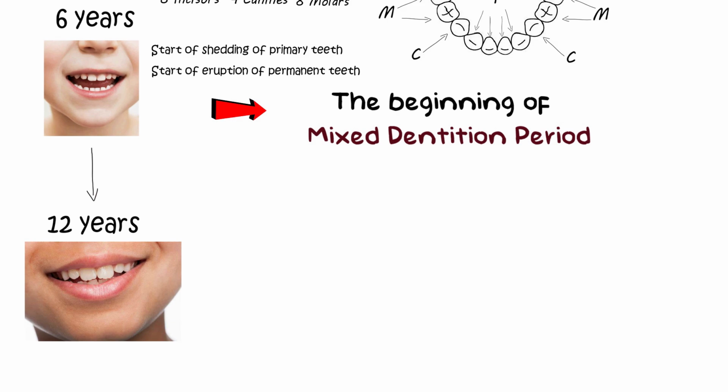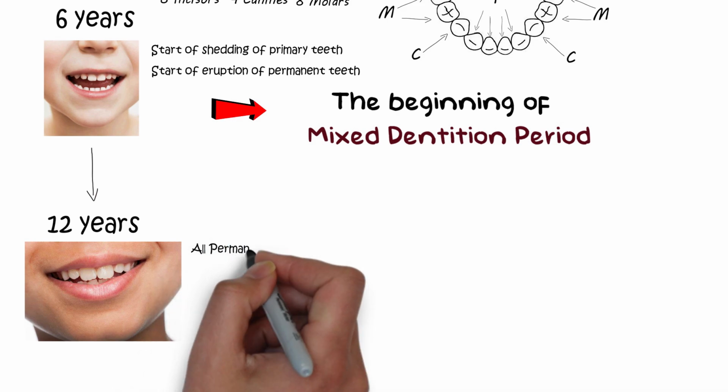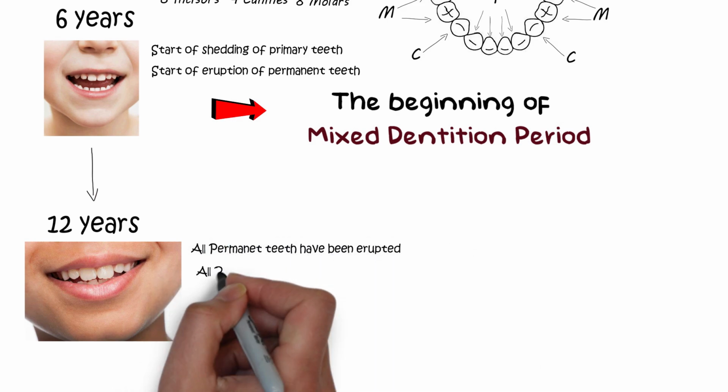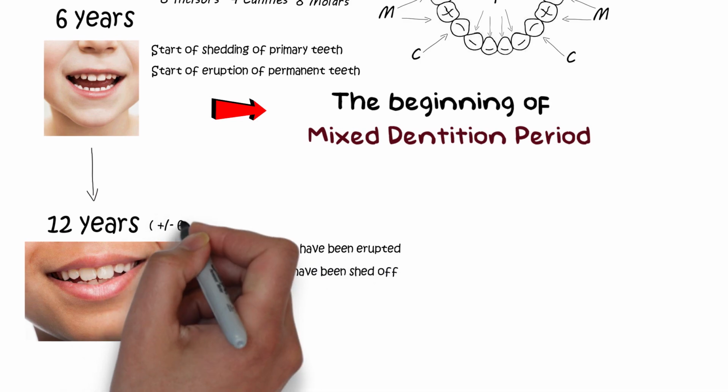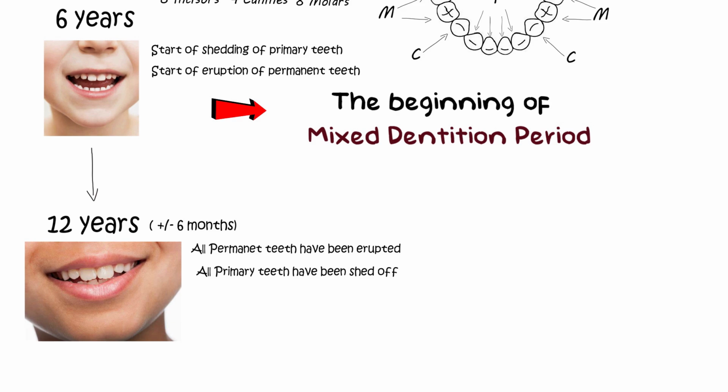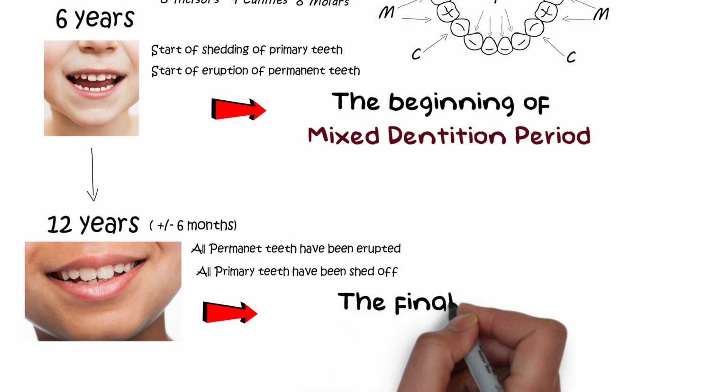So by the age of 12 years, almost all permanent teeth have emerged into the oral cavity and all the deciduous teeth have been shed off. For some, it can take 6 to 8 months more or less. Within this range, it is considered normal, but anywhere above or below this range, that means if a tooth sheds 1 year earlier or 1 year later, then this may refer to an underlying problem and it is best to get it checked. Now at this stage, the child finally enters the final phase, that is the permanent dentition period.